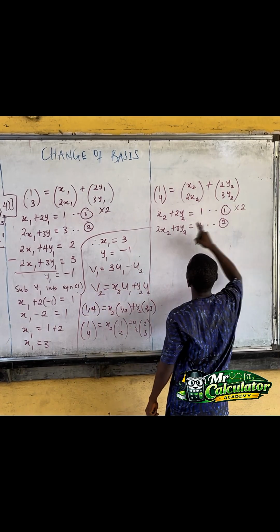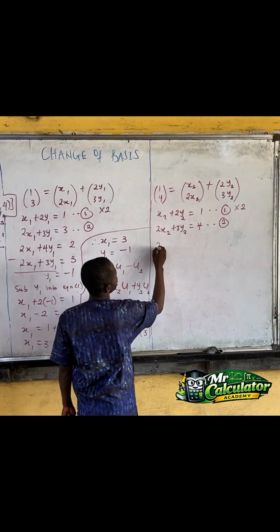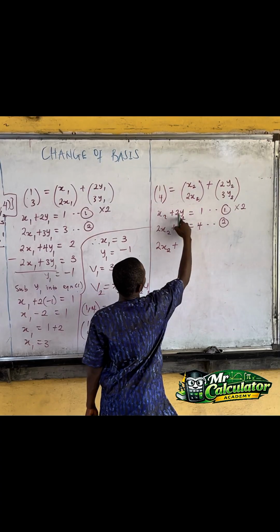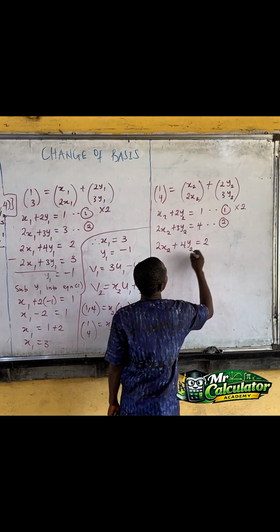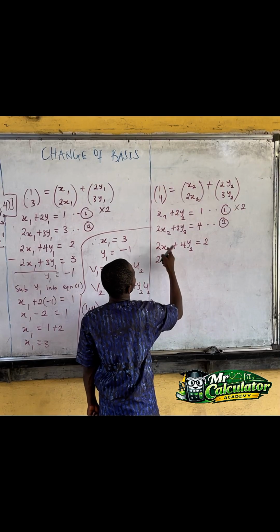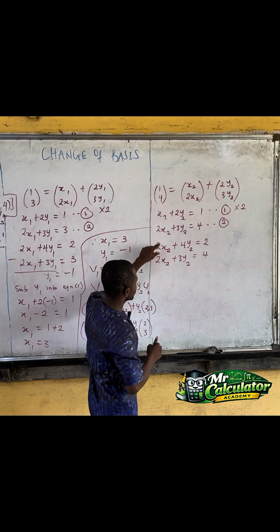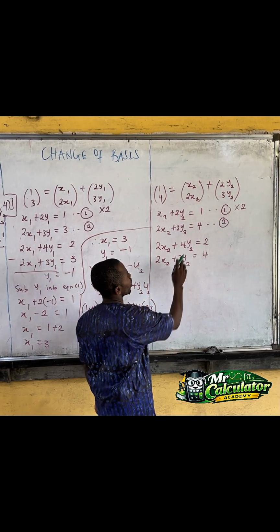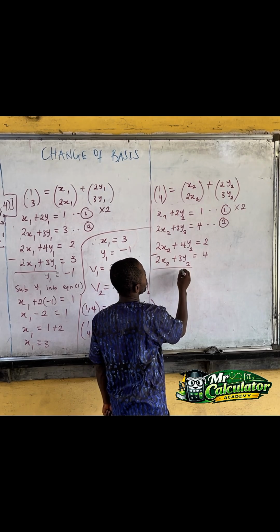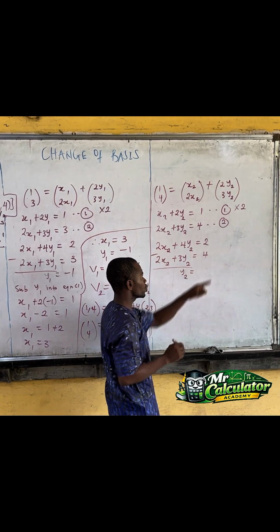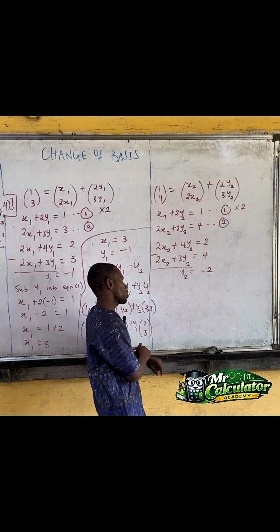I solve it simultaneously again. Let me multiply this by 2 so that I can easily eliminate x2. So it will now be 2x2 plus 2 times 2, 4y2, equal to 2 times 1, 2. So I want to use the elimination method to generate my value. Now, 2x2 minus 2x2 becomes 0. 4y2 minus, don't forget we are subtracting, 3y2, that is y2, equal to 2 minus 4, minus 2. My y2 is minus 2.